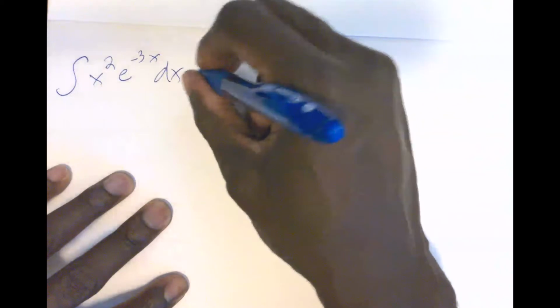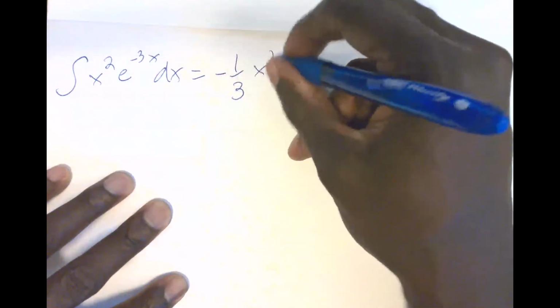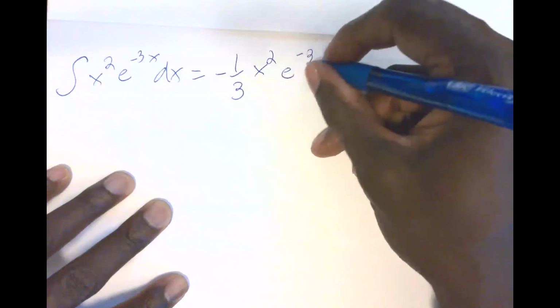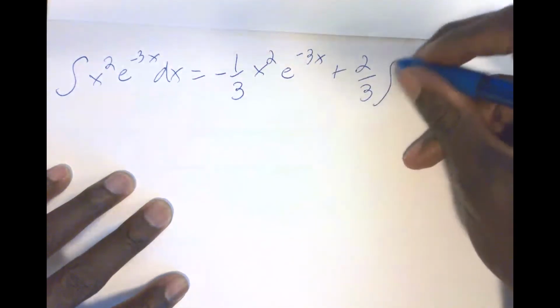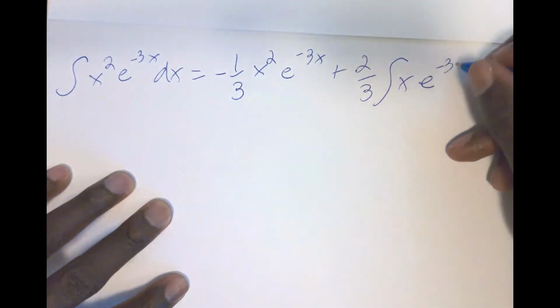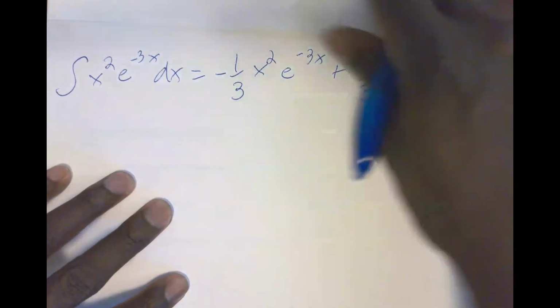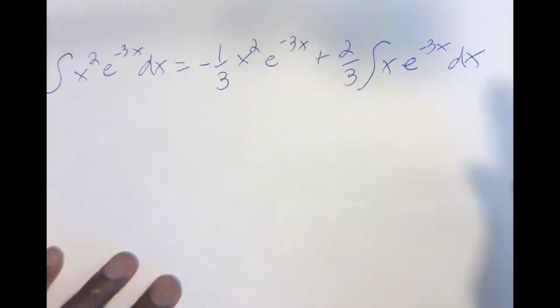So what I have thus far is the integral of x squared e to the negative 3x dx is equal to negative 1/3 x squared e to the negative 3x plus 2/3 times the integral of x times e to the negative 3x dx. All right, so again, right here, we're going to have to do integration by parts again.